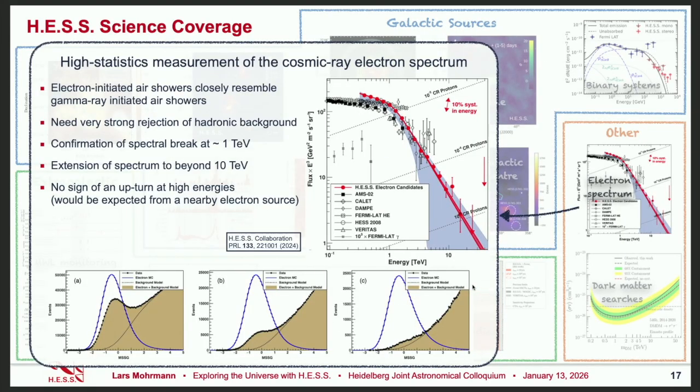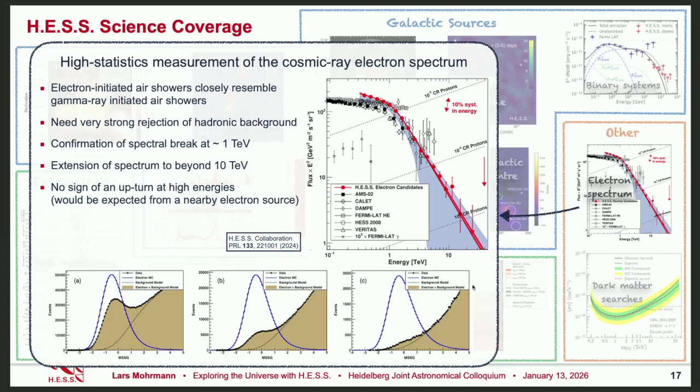Another result I would like to highlight briefly is a high statistics measurement of the cosmic ray electron spectrum. So now we're actually not looking at gamma rays, but at electrons. And we can do that because an air shower initiated by an electron is also an electromagnetic air shower. It looks very similar to a gamma ray initiated air shower. And so if we look into regions of the sky where there's no gamma rays, then we can attempt a measurement of the cosmic ray electron spectrum. The electrons are still much less numerous than cosmic ray protons, however, for instance. And so what's needed to do this is a very strong rejection of the background of, let's say, proton-initiated air showers.